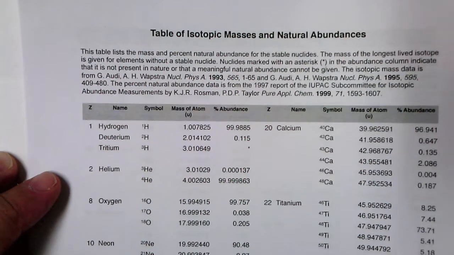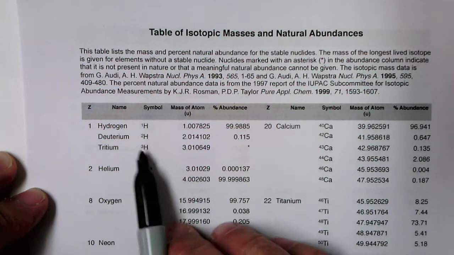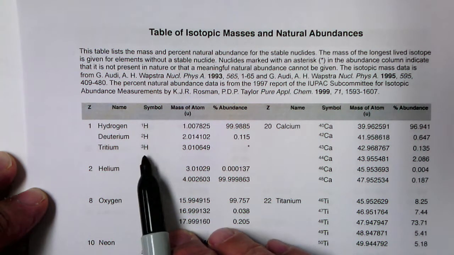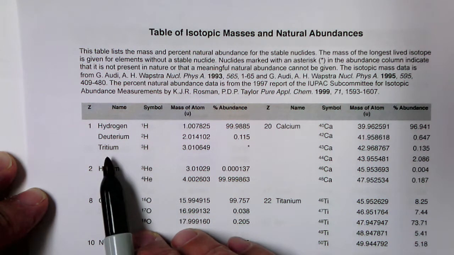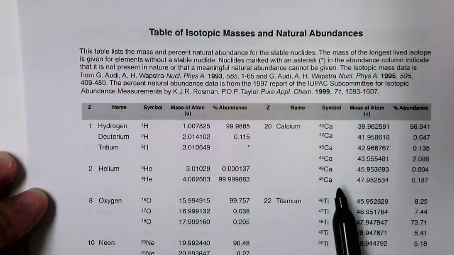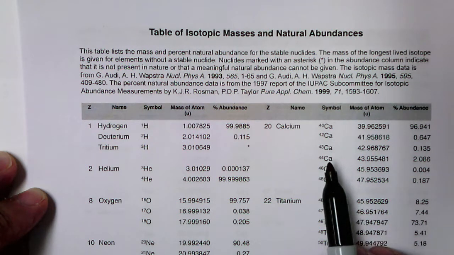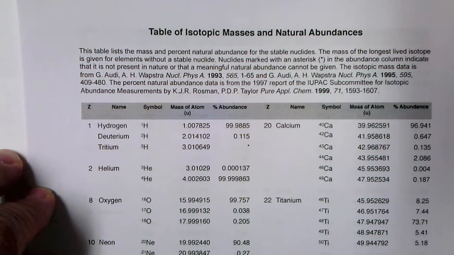So for instance, if we take a look at this table of isotopic masses and natural abundances, we can see that hydrogen has 3 isotopes. Hydrogen 1, hydrogen 2, hydrogen 3. Hydrogen 2 is also known as deuterium. Hydrogen 3 is also known as tritium. If we look over here, we can see that calcium has 6 commonly occurring isotopes. Calcium 40, calcium 42, 43, 44, 46, and 48. All these atoms have the same number of protons in their nucleus, but they differ in the number of neutrons that they contain.